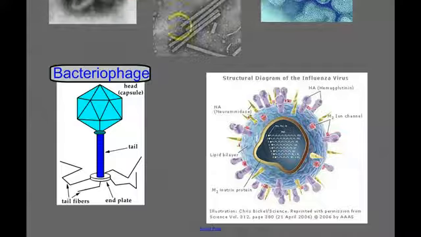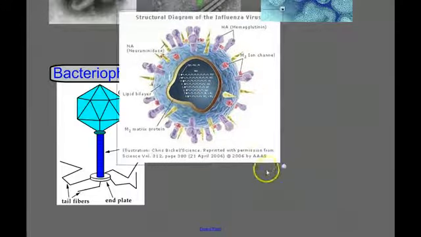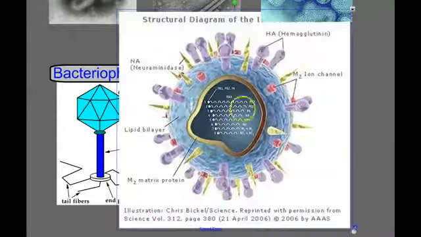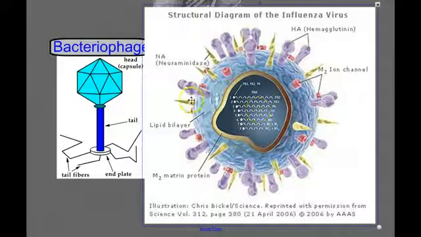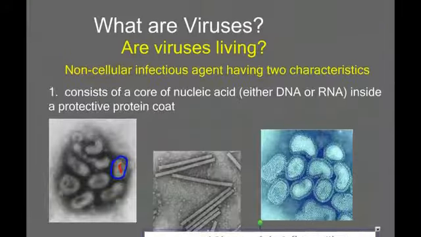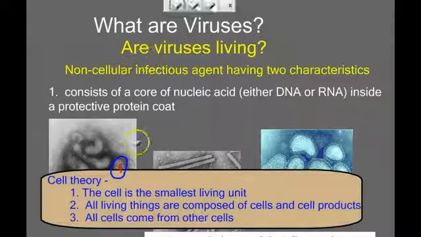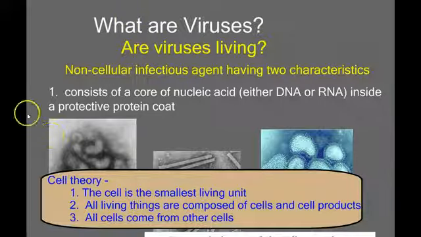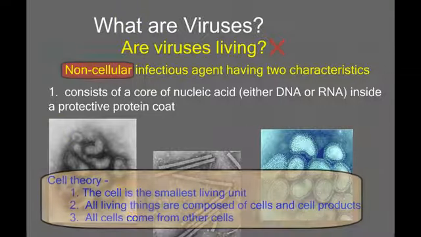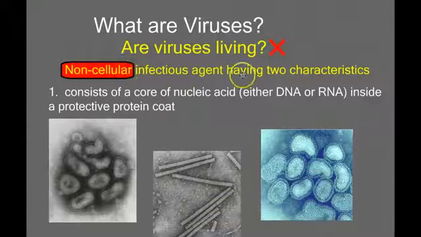And over here we have an artist rendition of the HIV virus, and you can see that the HIV virus is pretty complex. We have our nucleic acid core, our proteins on the surface, and it's also incorporated a bilipid layer. But we have a big hint here. When we remind ourselves of the cell theory that we learned earlier in the year, we know that the cell is the smallest living unit, and that all living things are composed of cells and cell products. Finally, all cells come from other cells. So, big hint, viruses are non-cellular, so first strike against viruses being living.